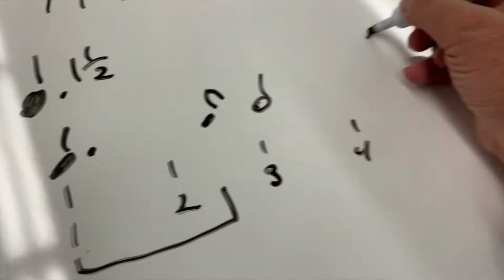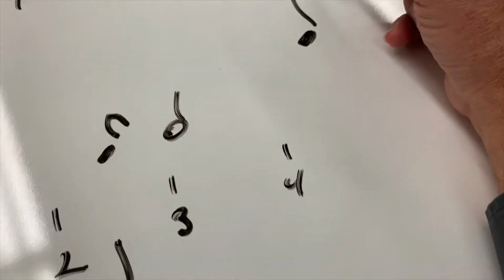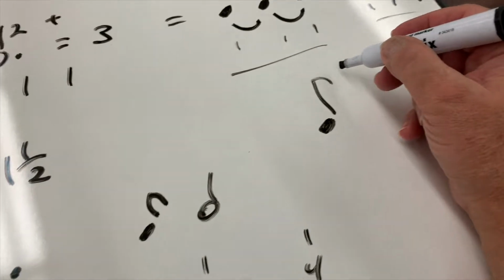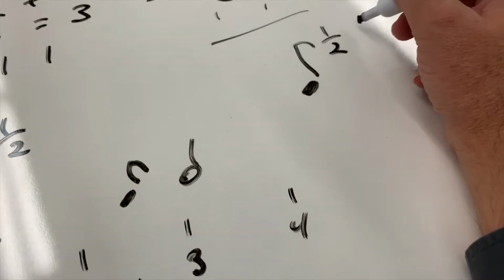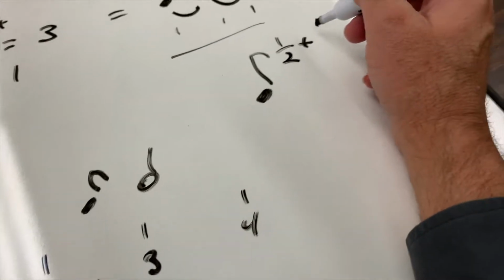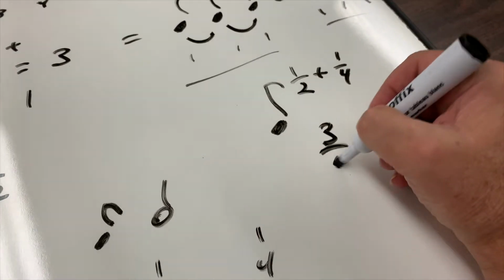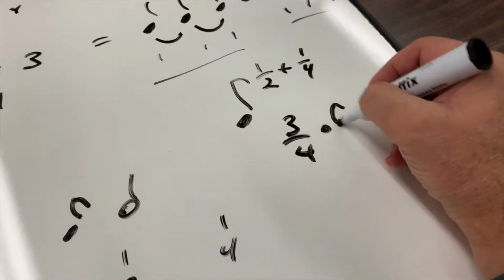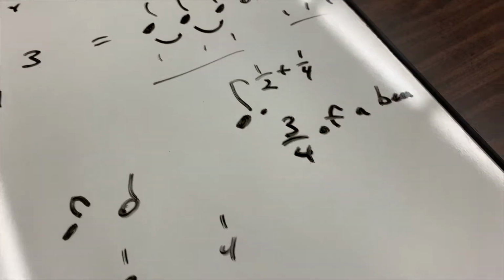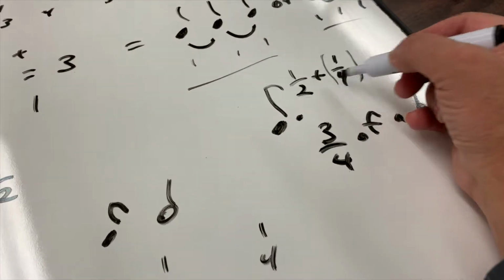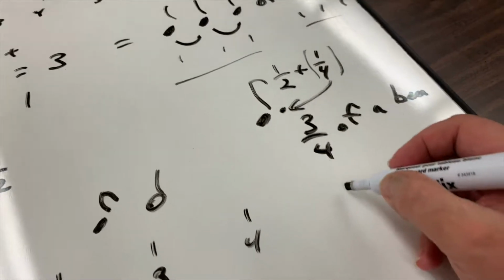Okay? If we had a dotted 8th note, an 8th note is worth 1/2 a beat, right? So that's worth 1/2. So that would be 1/2 plus what's 1/2 of 1/2? A quarter. So that would be 3/4 of a beat if it was dotted, right? 1/4 is 1/2 of 1/2. So that would be 3/4 of a beat.